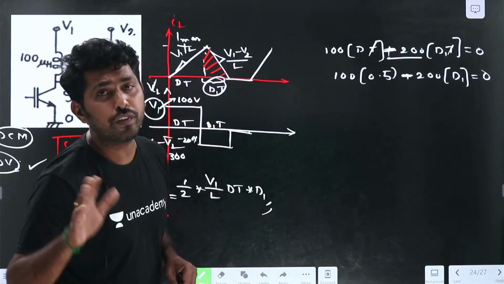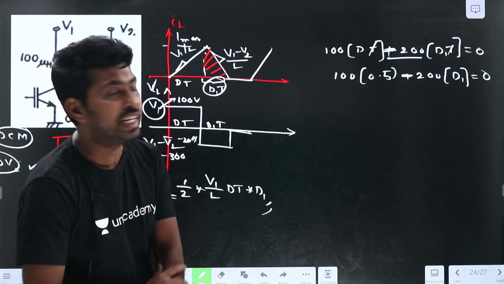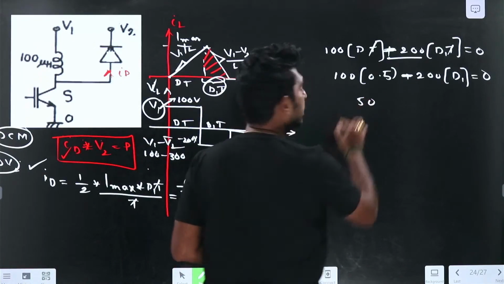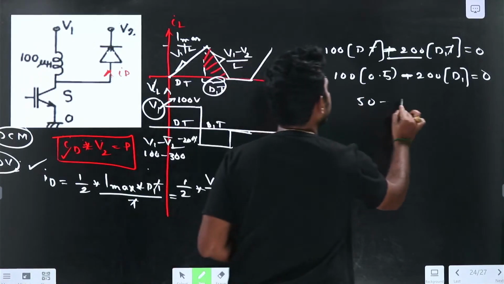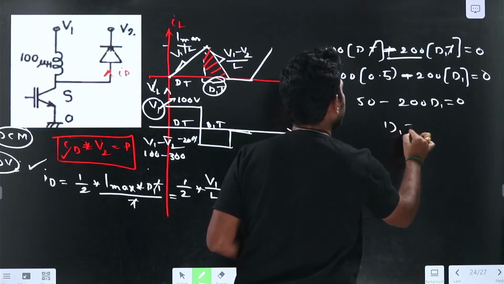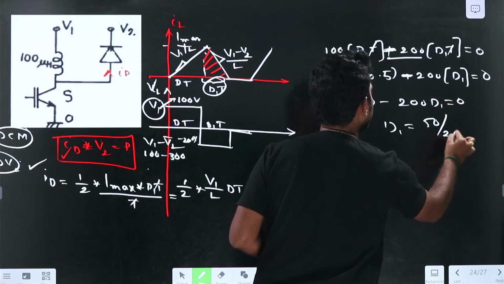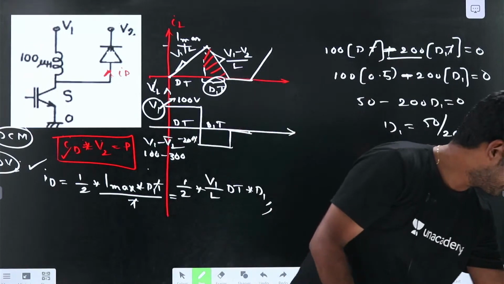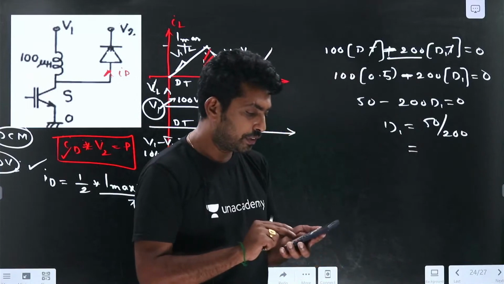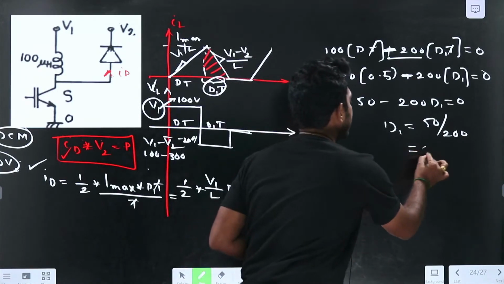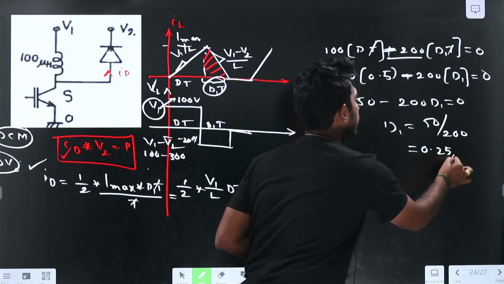Now try to find the D1 value. How can I find the D1 value? 100 into 0.5 is 50, right? 50 minus 200 into D1 equals 0. So D1 equals 50 by 200, which is equal to 0.25. I got D1 as 0.25.